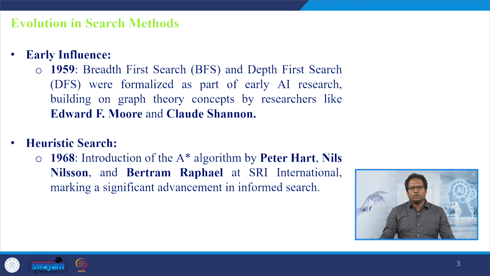Now coming to the evolution in search methods, the early influence started in the year 1959, where the breadth first search method and depth first search method were formalized as part of early AI research, building on graph theory concepts by researchers like Edward and Claude. Then we see the heuristic search that was developed in the year 1968, which is a popular technique called the A* algorithm by Peter Hart, Nils Nilsson and Bertram Raphael at SRI International, marking a significant advancement in informed search.